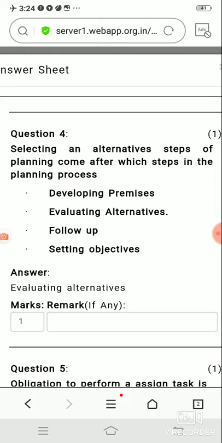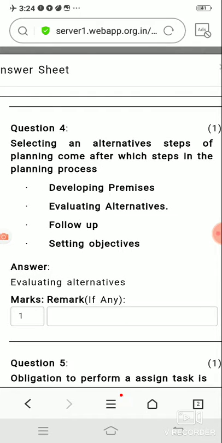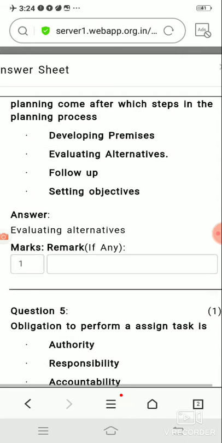Selecting an alternative means that once the objective of the company has been decided, we have to make lots of plans, lots of ways by which we can achieve these objectives. These different ways we can call alternatives, right? Once lots of alternatives have been decided by which the objective can be achieved, we have to evaluate all the alternatives. Once the evaluation has been done, we will select the best alternative. So before selecting an alternative, what did we do? We evaluated the alternatives, or we judged the alternatives. So the answer will be evaluating the alternatives.